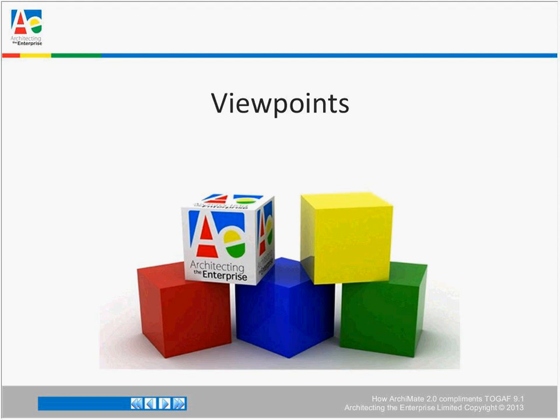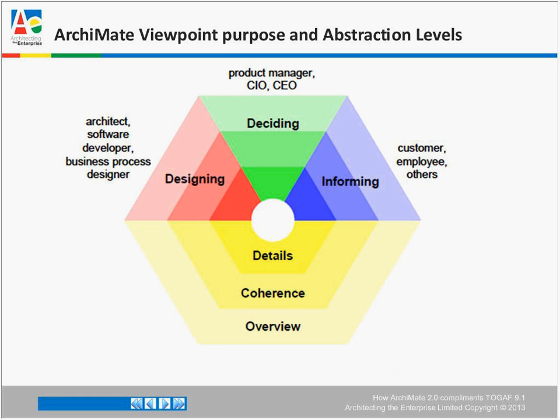I'm aware of the time. We've got about 10 minutes left, so I just want to quickly go through some of these viewpoints, because TOGAF provides a set of viewpoints. I had a look at those at the beginning, and ArchiMate provides a set of viewpoints. But what ArchiMate provides and TOGAF doesn't is a structure or framework for deciding on what viewpoint you want to use, and it has two dimensions to it.